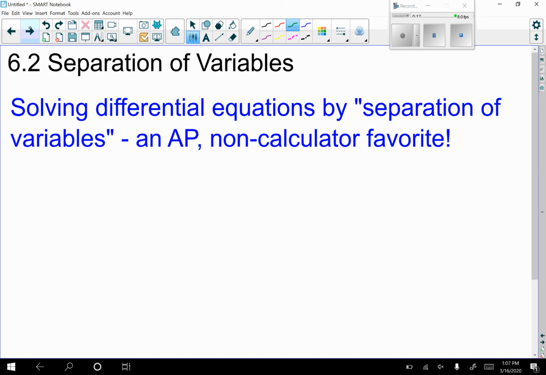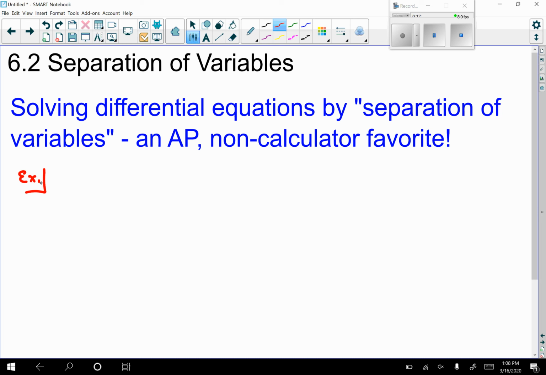Alright, so this next part is called separation of variables. It's a different way to solve differential equations, and it is used or found a lot on the AP exam, some multiple choice questions, but there's also some free response non-calculator problems as well that have you go through this process. So let's take a look at what this involves.